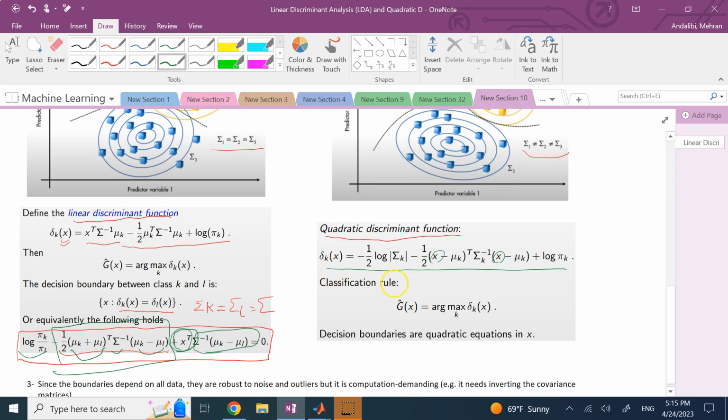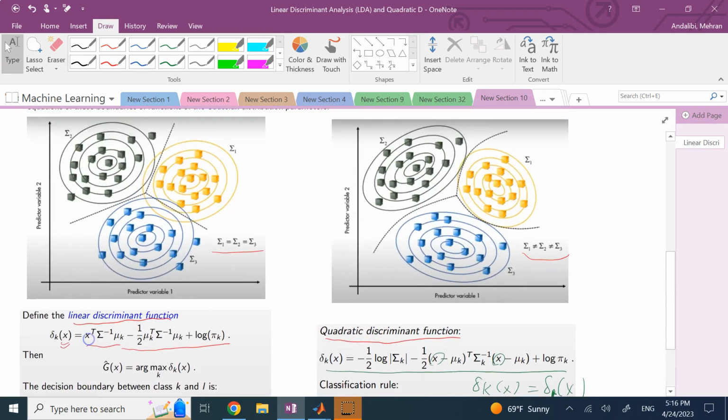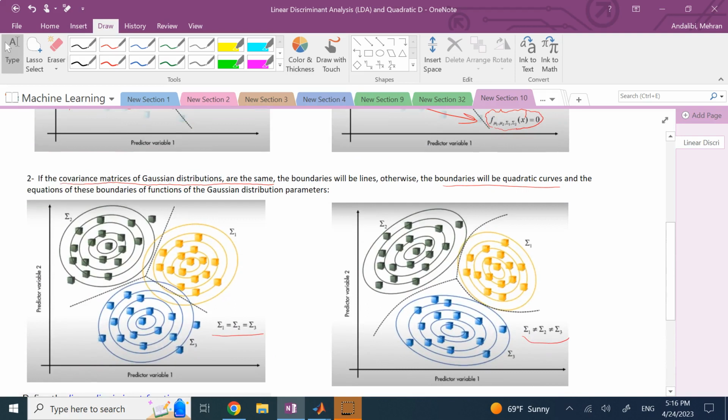Again, if delta k of x is the same as delta l of x, then that gives you what? That gives you a quadratic curve. The reason for that is you have a quadratic function equal to another quadratic function, right? And so the decision boundaries can be what? Quadratic. You can simplify this in terms of quadratic terms and linear terms, but in general, it's going to be what? It's going to be part of a parabola. So this is linear and quadratic discriminant.